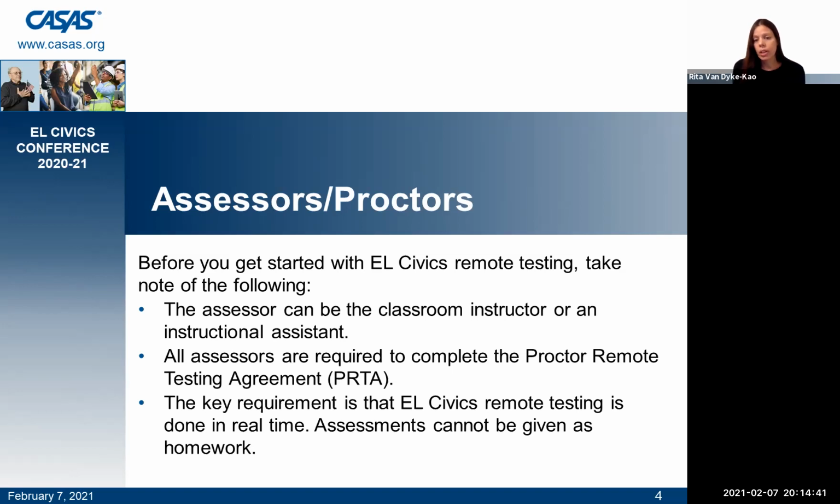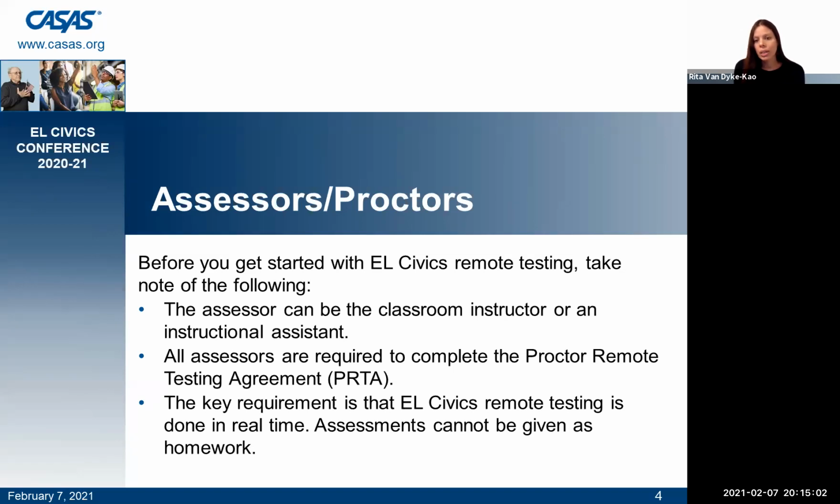So any assessor that you have does need to complete the proctor remote testing agreement. So that's done on an annual basis. And you can find the PRTA on the CASAS website. And it doesn't take long at all to complete, but just make sure that you have that on file at your agency.